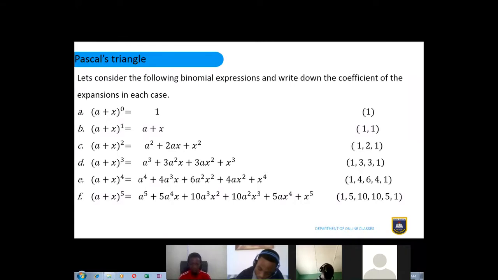The third example, you could see the coefficient of a squared, that is the first term, is 1. Coefficient of ax is 2. Coefficient of x squared is 1. Please take note, when we say coefficient, coefficient is a number multiplying variables. That is what is meant by coefficient.